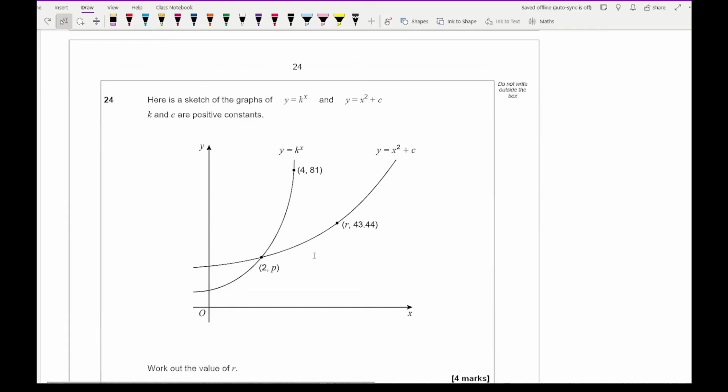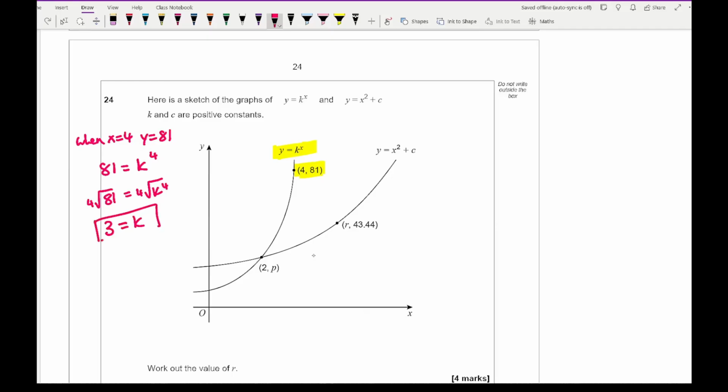Moving on to question 24, it says here is a sketch of the graphs of y equals k to the power of x, and y equals x squared plus c. k and c are both positive constants, and we need to work out the value of r. So first of all, let's work with this equation here and substitute this in to find out what k is going to be. We know that when x equals 4, y equals 81, so I've got 81 equals k to the power of 4. If I take the fourth root of both of those numbers, then I end up with 3 equals k. So this formula is going to be y equals 3 to the x.